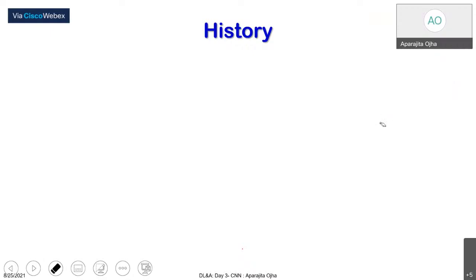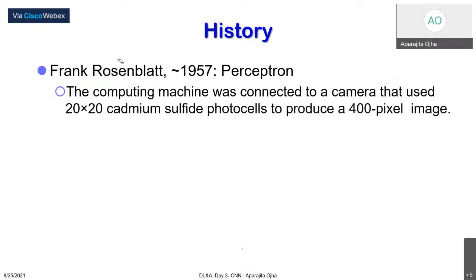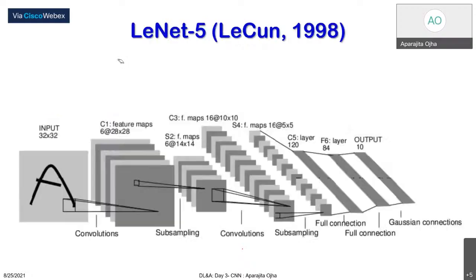Okay, so now I come to the history. The very first attempt I would like to tell you about is by Frank Rosenblatt in 1957, the perceptron model. When he introduced it, he used a computing machine connected to a camera that used 20x20 cadmium sulfide photocells to produce a 400 pixel image. It was able to recognize alphabets. So this was one of the major breakthroughs.